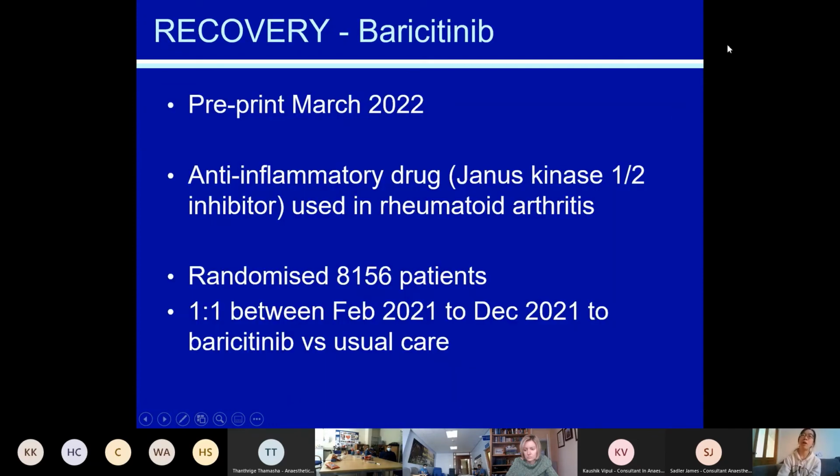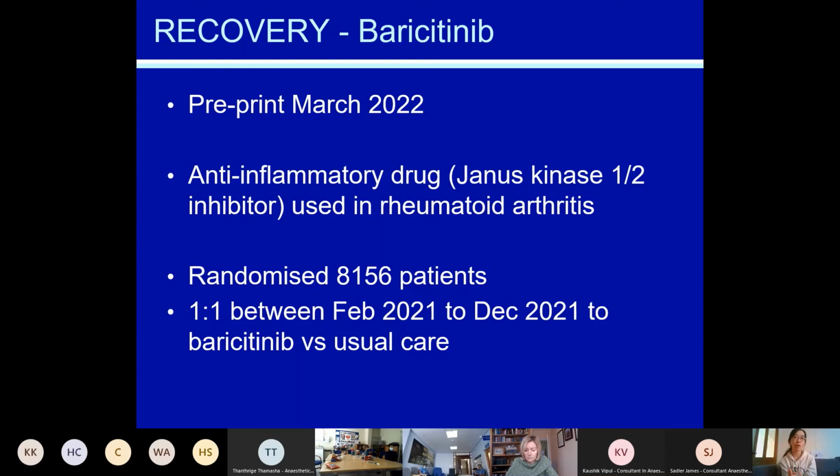We're going to talk briefly through baricitinib, just because it's the most recent positive one that we have, and also the data that is presented for baricitinib also just tells us how far we've come along in the treatment of COVID. So the data comes from a preprint at the beginning of March 2022, so just a few weeks ago. I'm less familiar with baricitinib. It is an anti-inflammatory drug which has been used to treat rheumatoid arthritis.